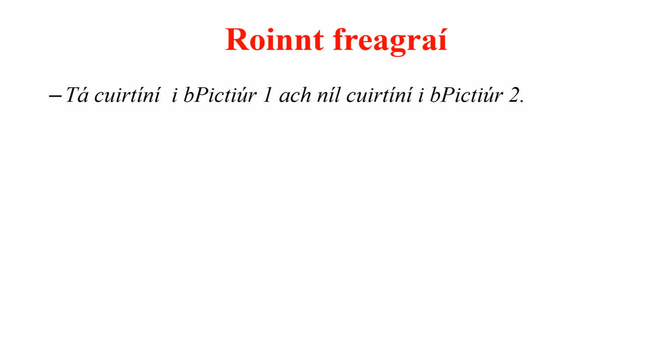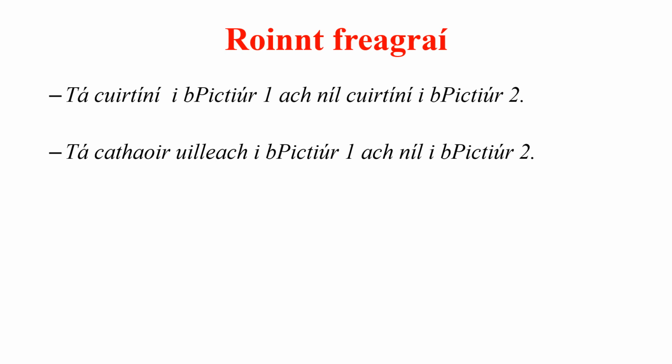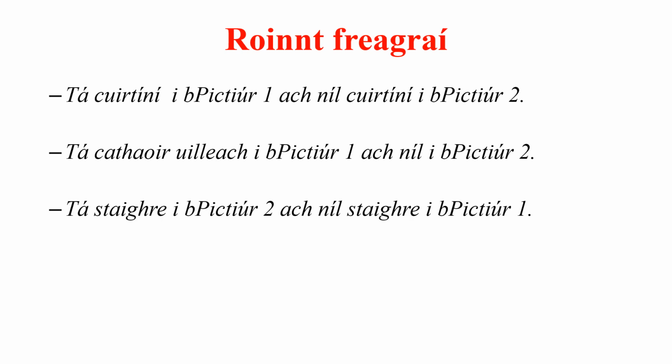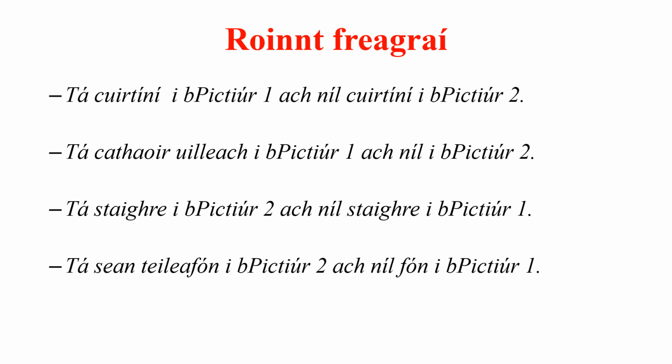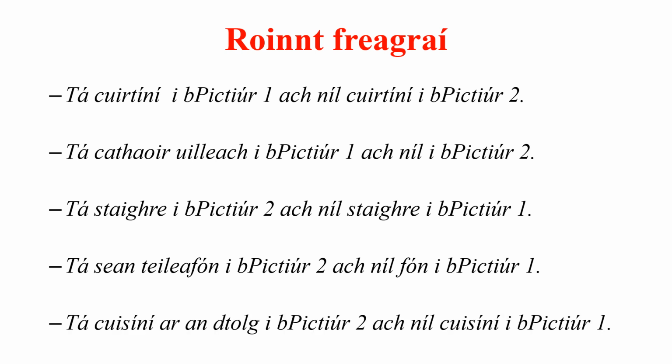Tá cuirtíní i bpictiúr a haon, ach níl cuirtíní i bpictiúr a dó. Tá cathaoir uilleach i bpictiúr a haon, ach níl i bpictiúr a dó. So there's an armchair in picture 1, but there isn't in picture 2. Tá staighre i bpictiúr a dó, ach níl staighre i bpictiúr a haon. So there's a stairs in picture 2, but not in picture 1. Tá sean-teileafón i bpictiúr a dó, ach níl teileafón i bpictiúr a haon. There's an old telephone in picture 2, but not in picture 1.